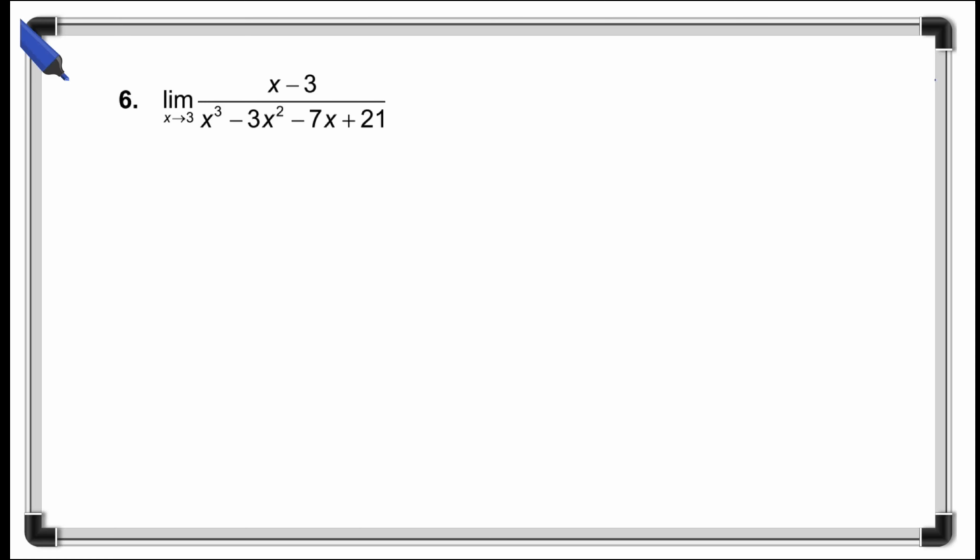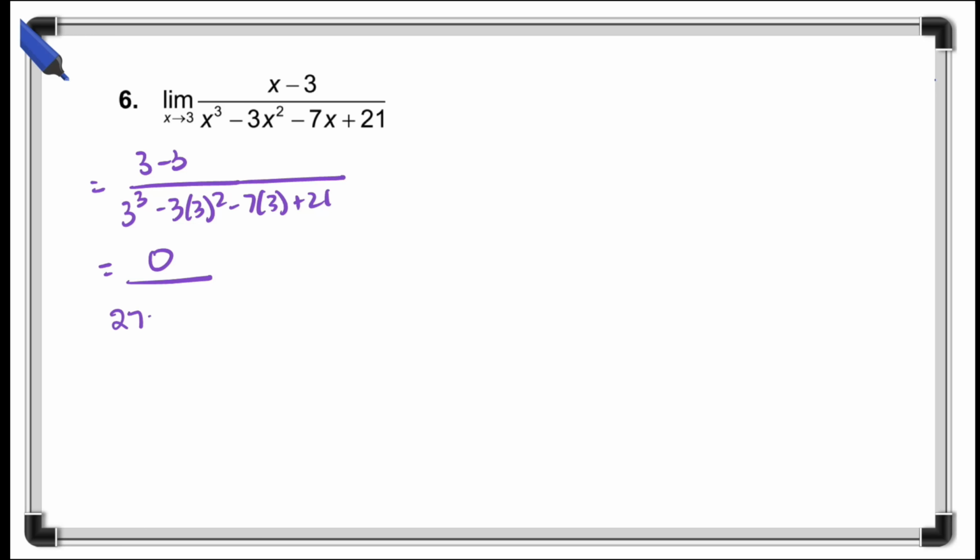Okay, so here we go. We're going to go ahead first. Always try to substitute in. So you have 3 minus 3 over, let's plug in 3 cubed, 7, and then 21. So now we've got 0 over 27 minus 27 plus, or minus 21 plus 21. You're going to get 0 over 0.